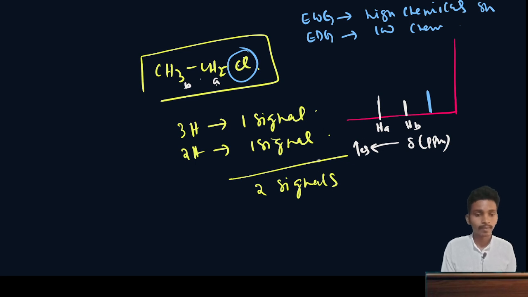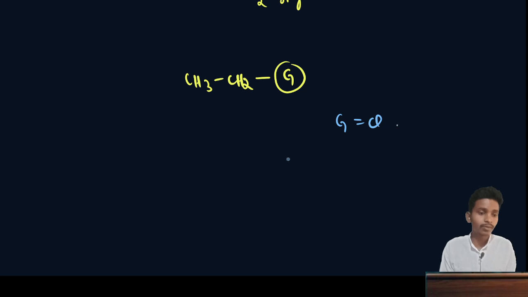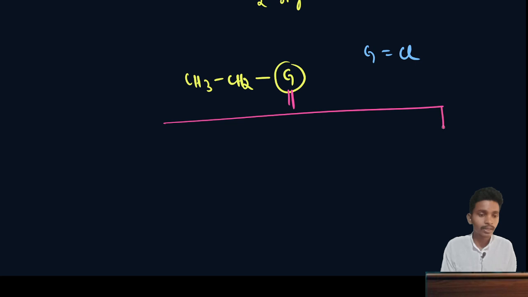Let's say now we have this CH3, this CH2, and here any group G. For this case we have G equal to Cl, but G can be any group. Then what the chemical shift values will be, that we will discuss.